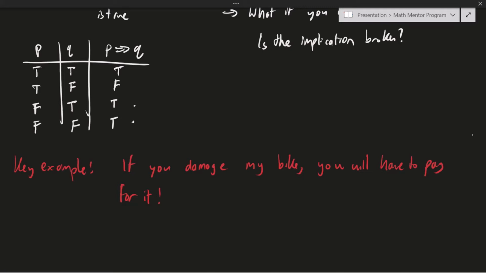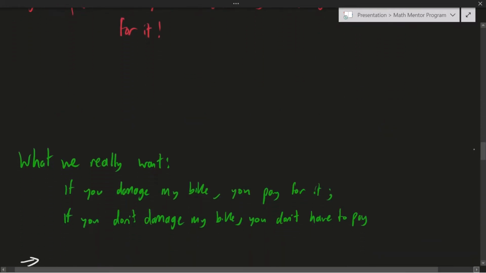And the issue here is that there's a disjunct between what mathematicians consider an implication and what regular people consider an implication. Okay? What's going on here is that you actually want something called an equivalence. This is probably how you interpreted that previous statement. If you damage my bike, you pay for it. If you don't damage my bike, though, you don't have to pay. Right? That's how any reasonable person would interpret that previous statement.